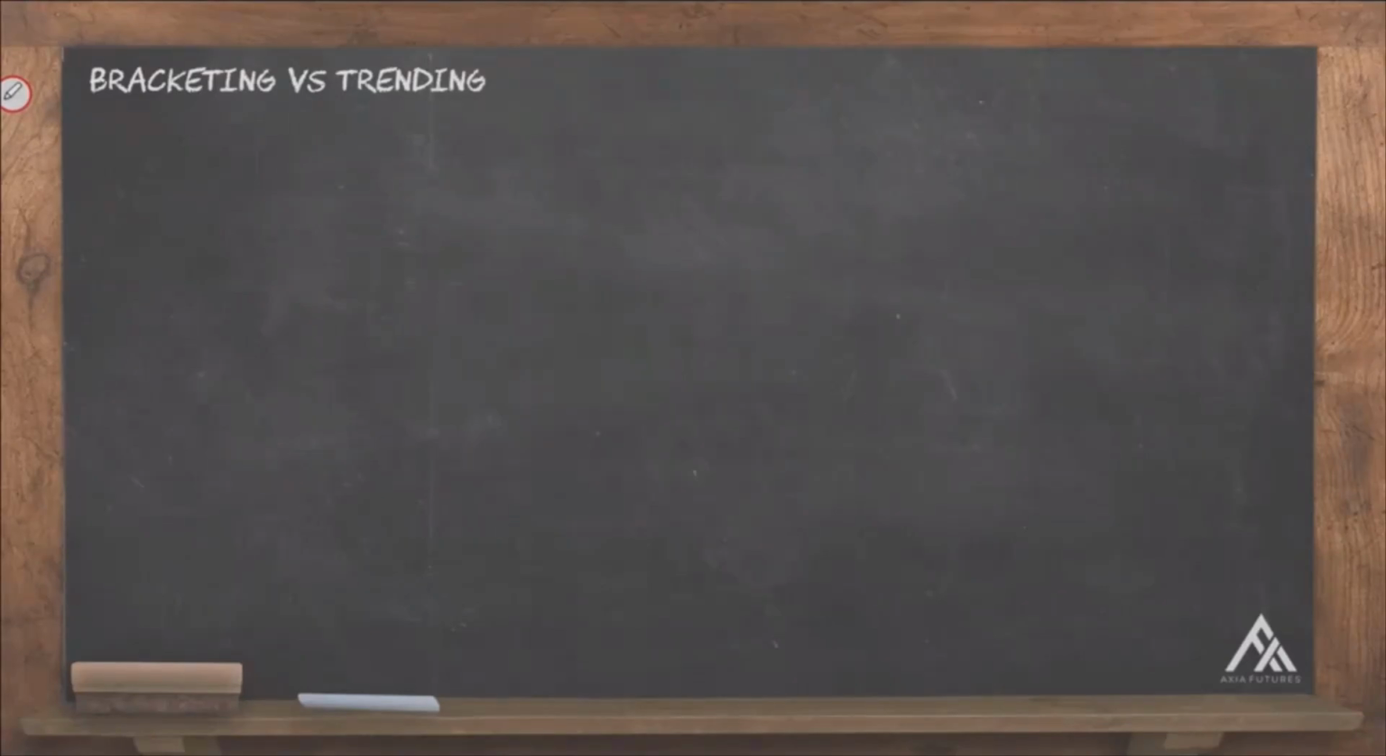The reason I want to annotate this for you is to show you how markets don't simply stop, go sideways, and then trend again. There are very important key identifiers that will move us from bracketing into trending and vice versa. So very basically, what do we mean by bracketing?